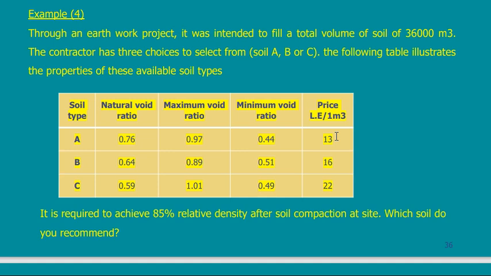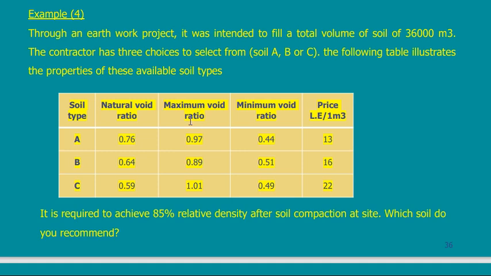So the 13 pounds for 1 meter cube of the soil on site contains an amount of material that is less than another place where the price may be 16, but it is very compacted. So I have to study this. So I have 3 cases. Natural void ratio, which is the void ratio in place. On site, it has this void ratio.